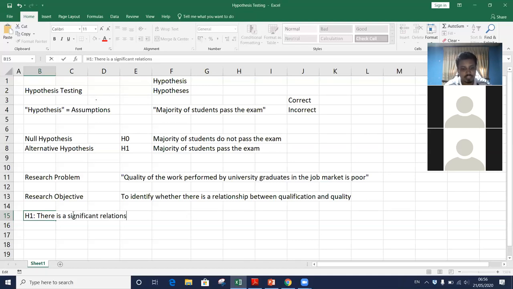Significant relationship between qualification level and quality of the work.